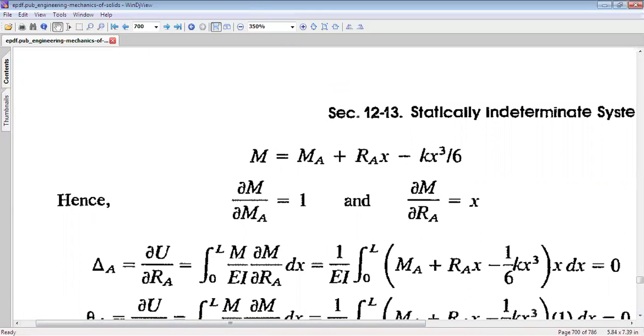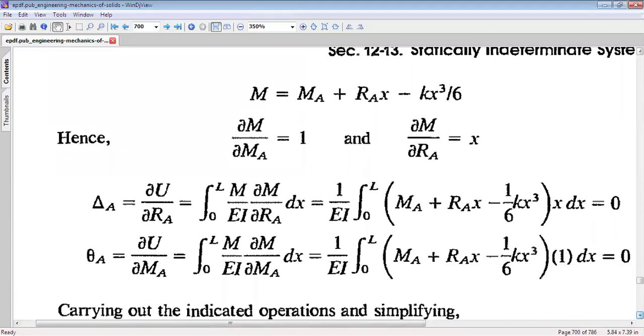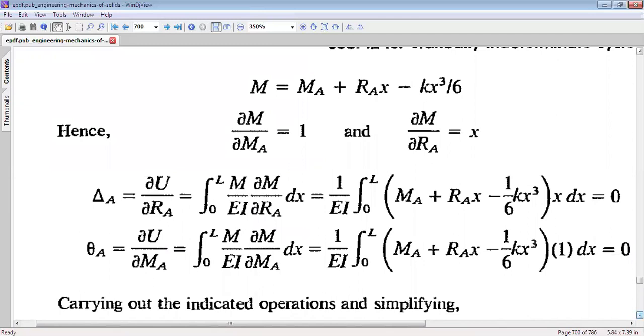Now, substituting the expression of strain energy, we have ∂U/∂RA equal to the integral from 0 to L of M/EI ∂M/∂RA dx, and that is equal to 1 by EI integration from 0 to L of (MA plus RA x minus kx³ by 6) x dx. And similarly, we can find the expression of θ_A, which would be equal to ∂U/∂MA, and that should be equal to 0. The expression of ∂U/∂MA becomes the integral from 0 to L of M/EI ∂M/∂MA dx, and that becomes 1 by EI integration 0 to L of (MA plus RA x minus kx³ by 6) dx equal to 0.